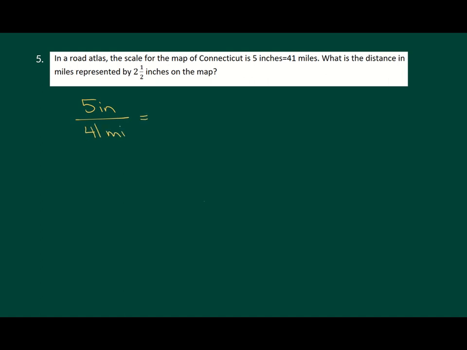Okay, so it says, what is the distance represented by 2.5 inches on the map? So I'm going to put 2.5 inches in the top. If the inches are on the top here, we want to keep inches in the top on this side. And then how many miles would that be? So we're just going to put a D for distance. It doesn't really matter what your variable is, but it just makes sense that it would be a D. Okay, so cross multiply. So we have 5 times D equals 41 times 2.5.